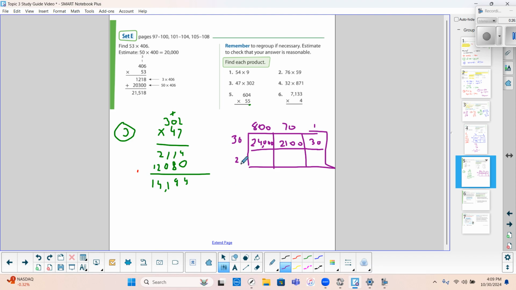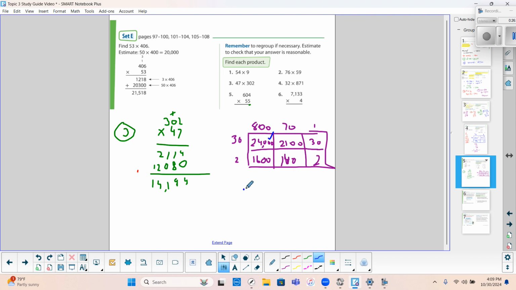2 times 800. Well, 2 times 8 is 16. But I put 2 zeros behind it because it's not 8, it's 800. 2 times 70 is, well, 2 times 7 is 14, but I put 1 zero behind it. And then, of course, 2 times 1 is 2. So now that I did all these, let's use blue.